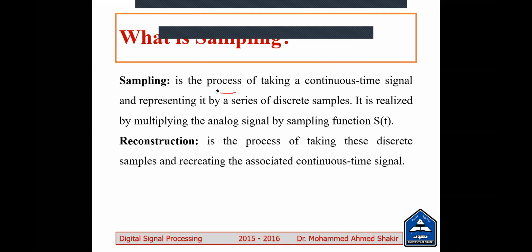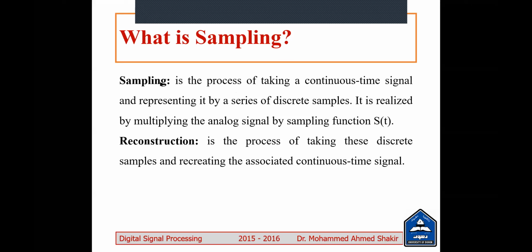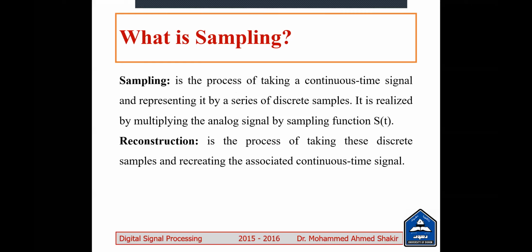Okay, so by now we have defined what sampling is. We're going to define what we mean by the sampling. It is the process of taking a continuous time signal and representing it by a series of discrete samples. It's realized by multiplying the analog signal by the sampling function S of T.